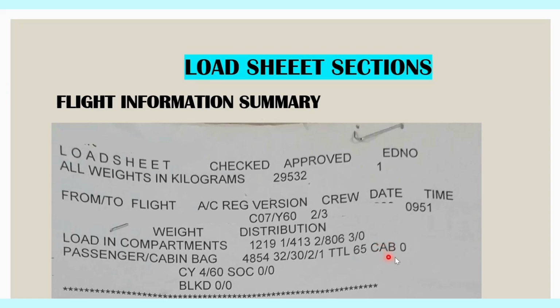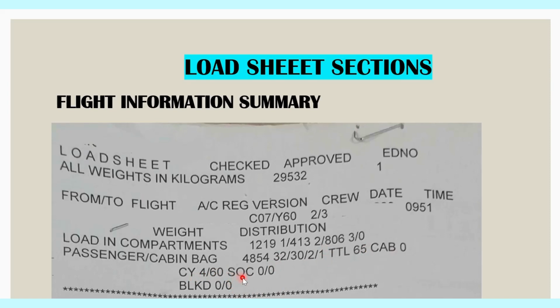Personal belongings which are carried in the cabin by the passengers but are not included in the passenger weight can come under this title. C and Y, as I said, C stands for business class and Y stands for economy class. So in this particular flight, there are 4 passengers in the business class and 60 in the economy class. Now you may say, okay, but we have 65 here and 64 here. That is because of the one infant who's not counted.